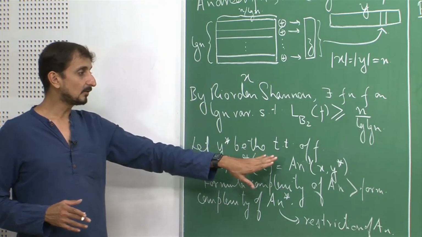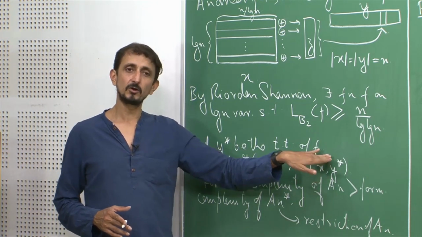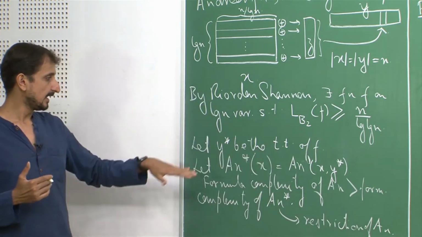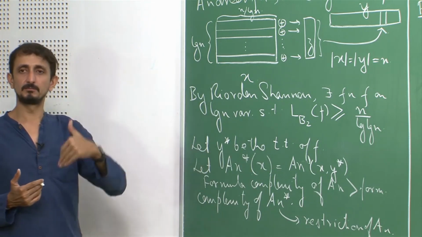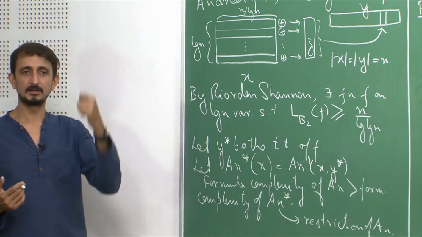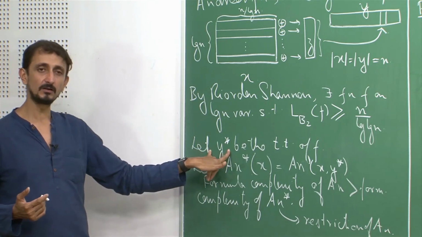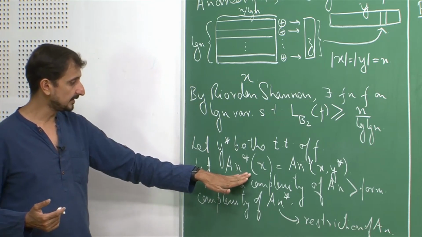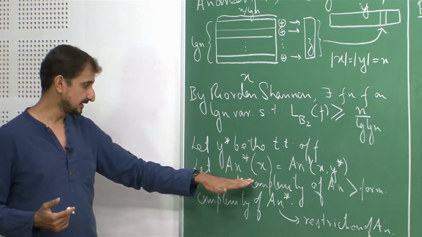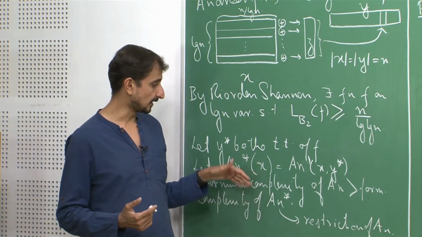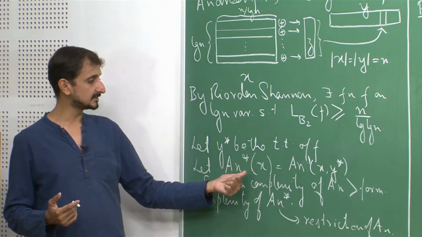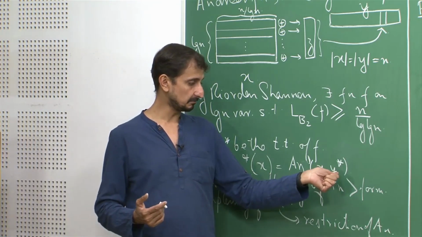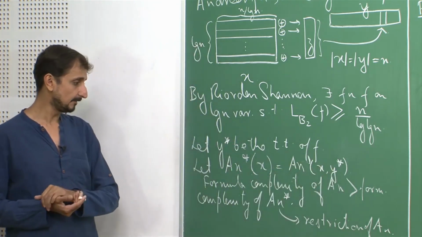Now, suppose we look at the truth table of that function. This is a function on log n variables, so the truth table will have n many rows, and let y star be the values of the truth table. So, y star is a string of length n. And we define a new function A_n star, which is basically a restriction of the function A_n. A_n star of x, a function on one variable, is A_n of x comma y star for this specific y star.